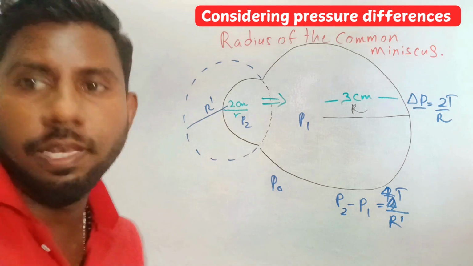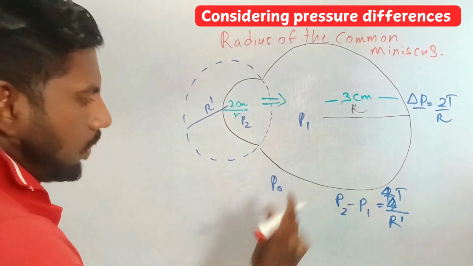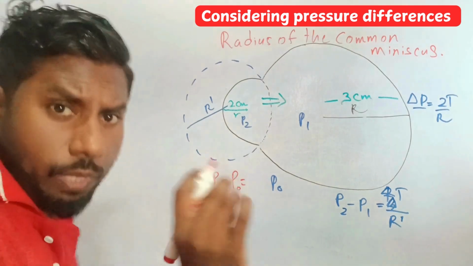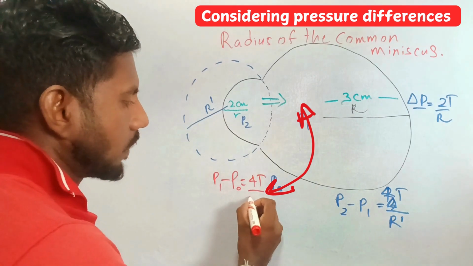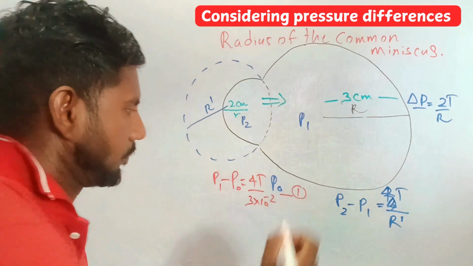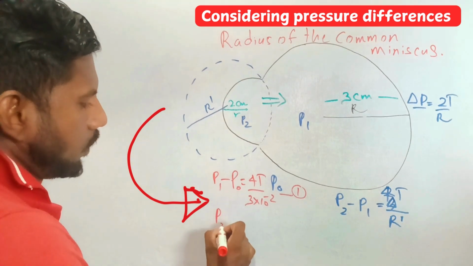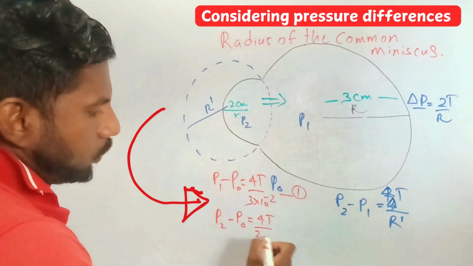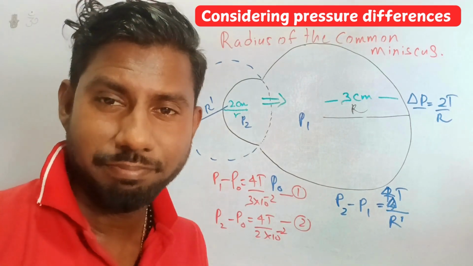So let's write the other values. P1 minus P0 equals 4T over R, and we know R is 3 centimeters, so 3 into 10 to the power minus 2. That's the first equation. And the second equation, of course, you can write from this: P2 minus P0 equals 4T over 2 into 10 to the power minus 2. That is the second equation.